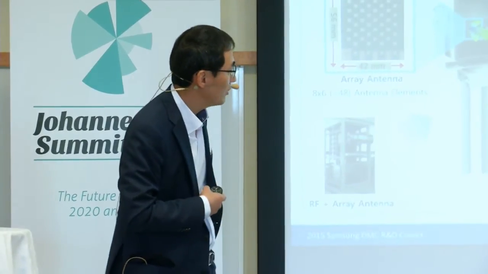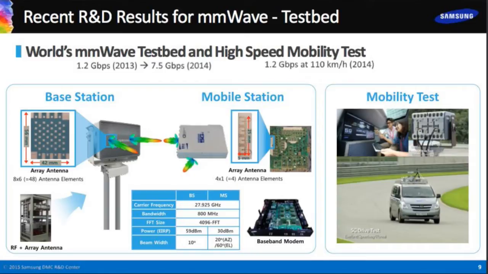Now, you probably have seen this similar picture somewhere, but for those of you who haven't, let me briefly explain. This is the base station RF unit, which has the RF and antennas, with 48 antenna elements. And unlike what Gerhard indicated earlier today about putting 64 antennas at the terminal, if the link budget requires that amount of antennas at the terminal, sure, we should employ that.